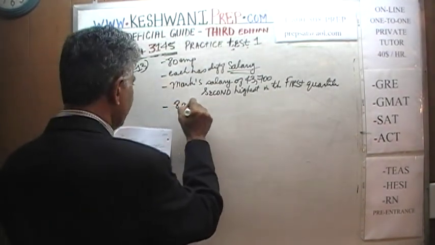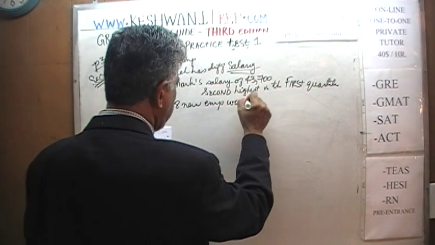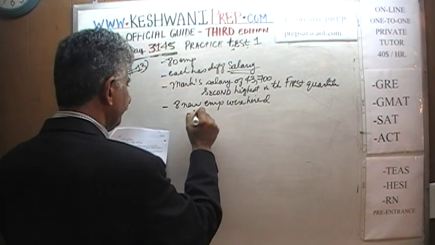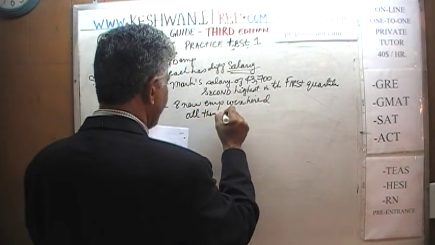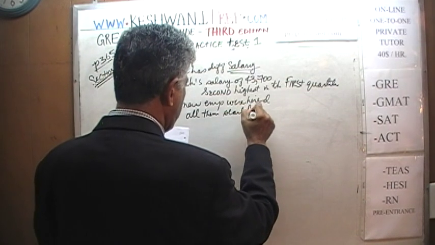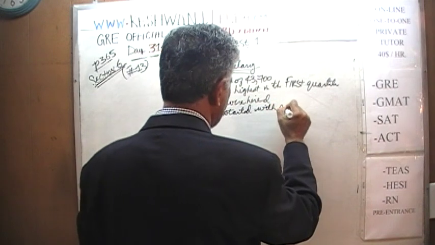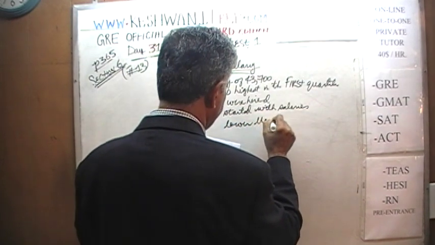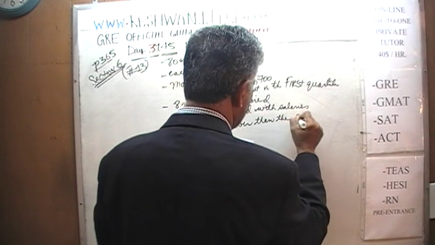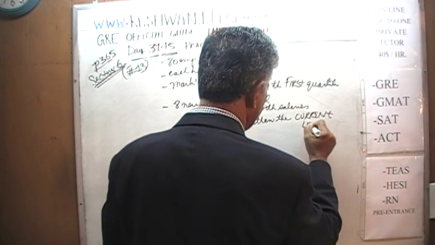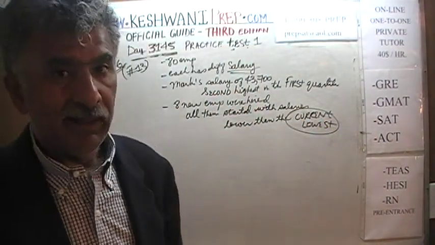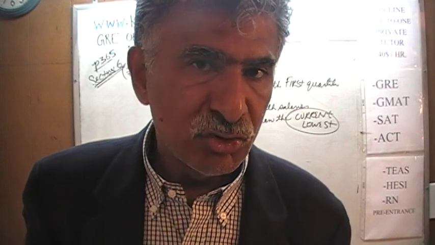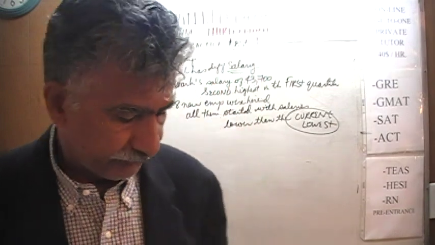Then we are told that 8 new employees were hired. And it turns out all of them started with salaries lower than the current lowest. That is also very important. We hired 8 new people, and the newest people, all of them had a salary lower than what we are paying currently to our lowest guy. Do you understand? We have to keep all of that in mind.